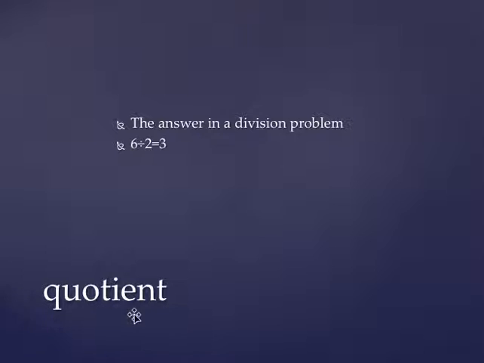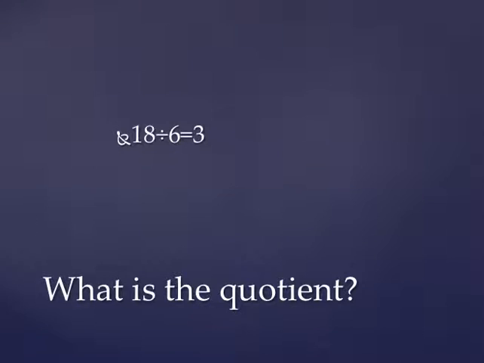Our first vocabulary word is quotient. The quotient is the answer in a division problem. So when I look at 6 divided by 2 equals 3, the quotient is 3 because that's the answer in the division problem. Take a look at this problem. Go ahead and write this problem down in your journal and circle the quotients.